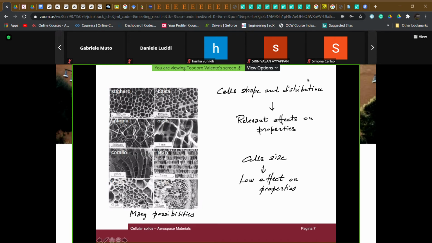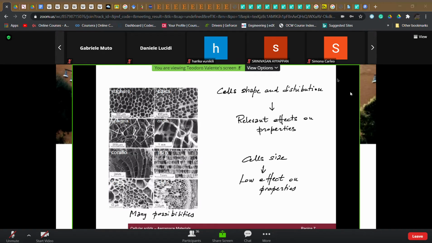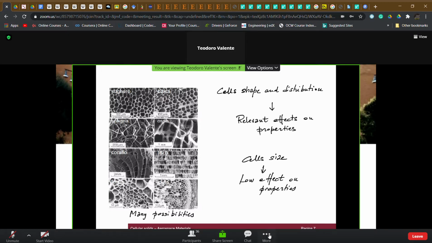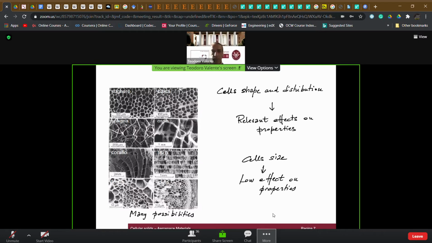Okay, so we left last time discussing cellular solids with these two statements. The first, that the cell shape and distribution have a relevant effect on the overall properties of the cellular solid, depending also on the base material which is used. And the second, that the cell size has a lower effect on the overall mechanical properties.